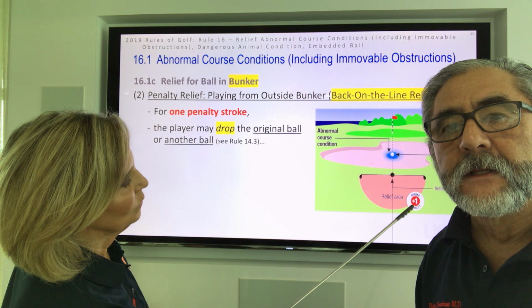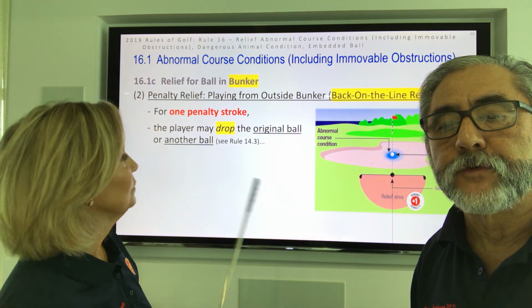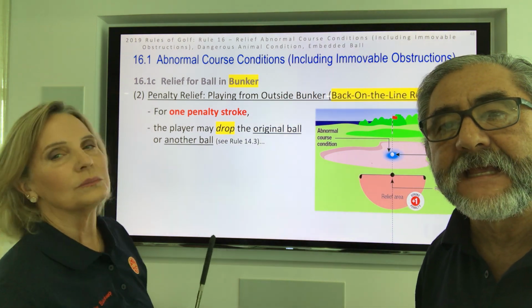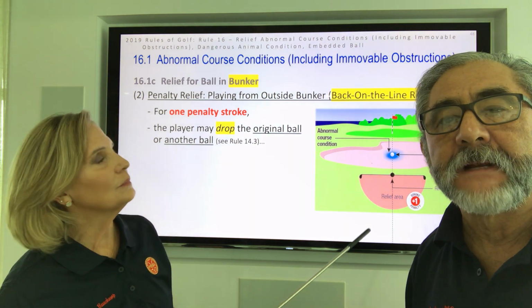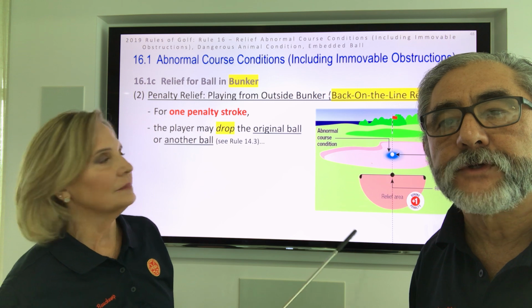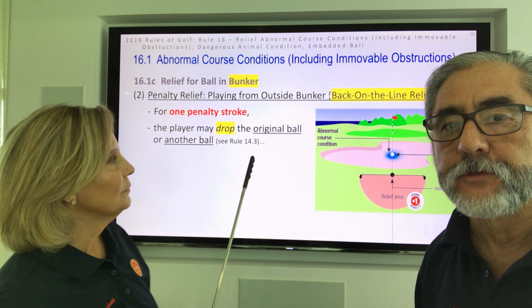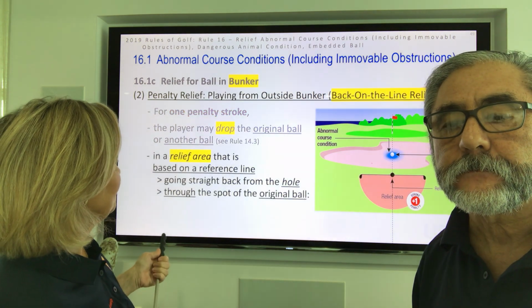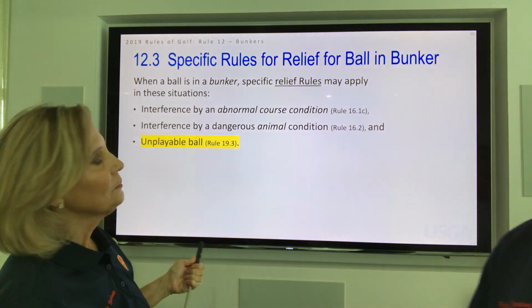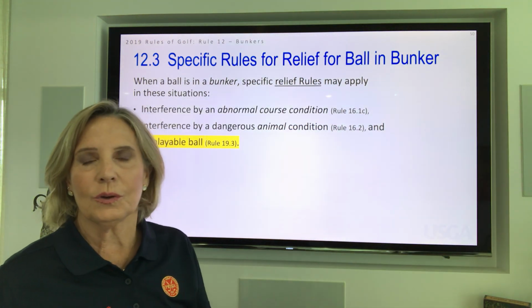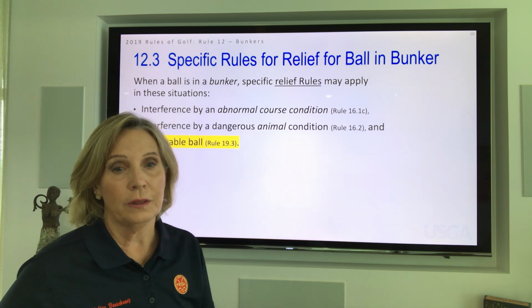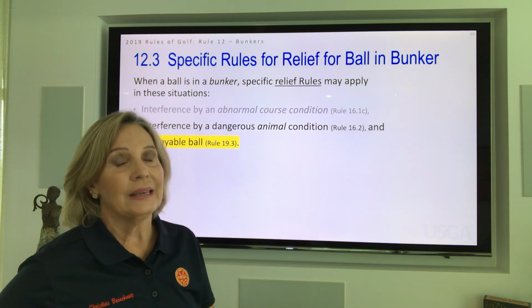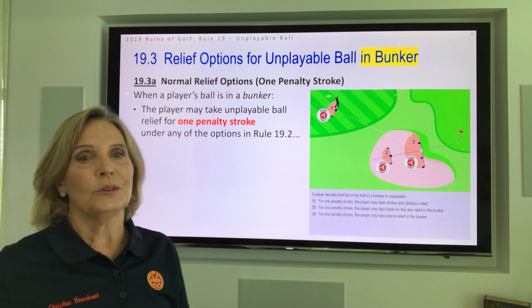There's 1 penalty stroke for getting out of the bunker. Playing inside the bunker is free from an abnormal course condition, but playing out of the bunker will cost you 1 penalty stroke. There are times also that our ball finds itself in an unplayable position within the bunker, and there are options. Let's see what those options are.